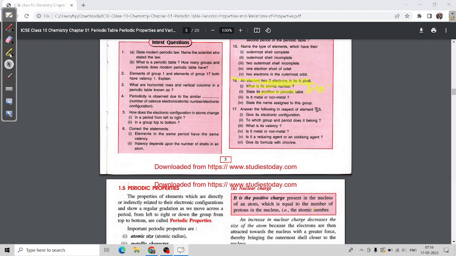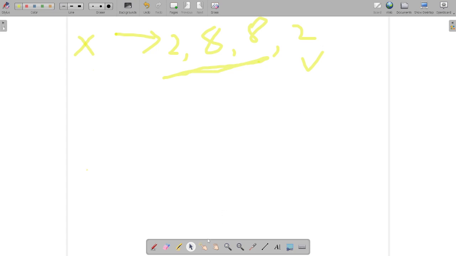Now state its position in the periodic table. As I taught you, it will be in the fourth period, because the period number is equal to the number of shells. Then it will be in the second group.